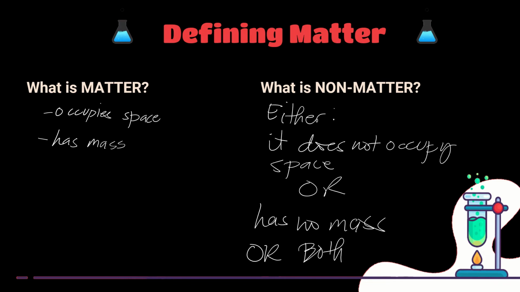What are these things that have no space or no mass, or both? Because when we say matter, it should fit the two criteria, which is that it must have space and it must have mass. So if one is missing or both are missing, that means it is considered as non-matter.